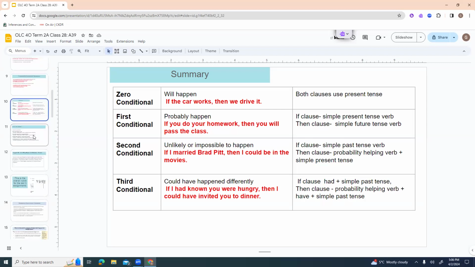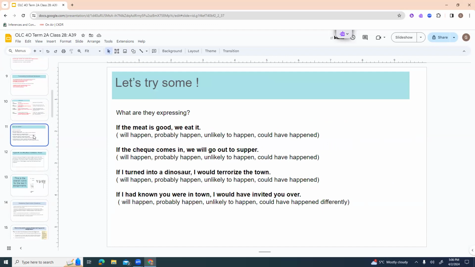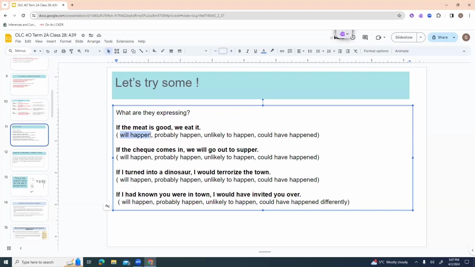Okay, let's take a look at these. What are they expressing? If the meat is good, we eat it. Basically, it's going to happen. If the meat's good, we're going to eat it. If the check comes in, we will go out for supper. So probably going to happen.